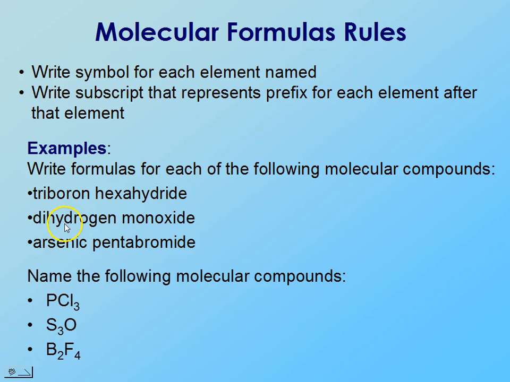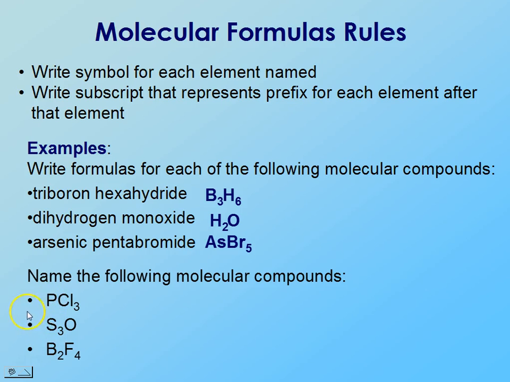I think with these it's a little more straightforward. Dihydrogen, so H2, and then monoxide would be just the O. Arsenic is As. Pentabromide, Br for bromine, and then penta for 5, Br5.